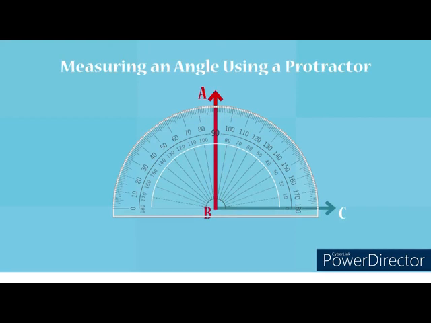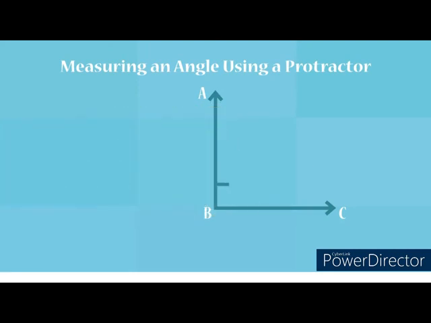So now look at the angle ray AB. Where does it fall? It directly falls on the 90. So we can conclude that the angle between them is 90 degrees. Is that clear? So the angle between AB and BC is 90 degrees.